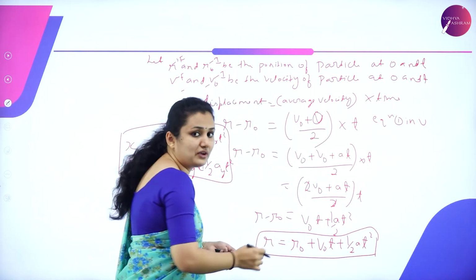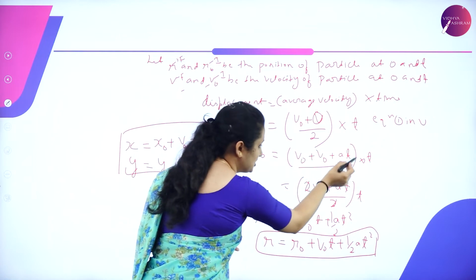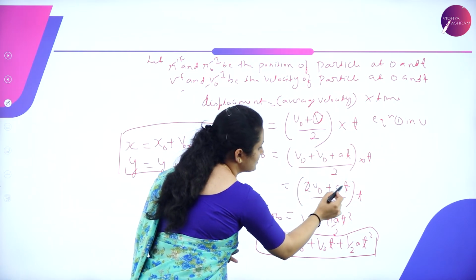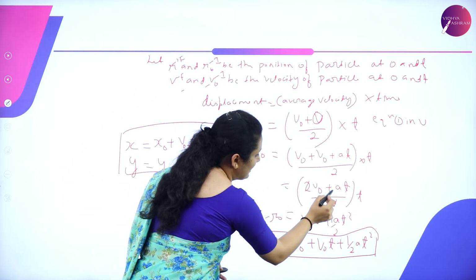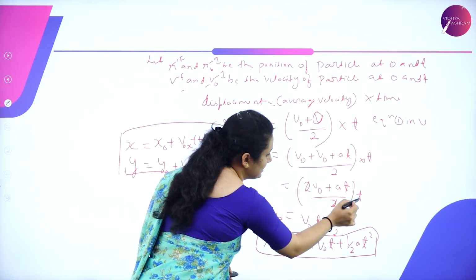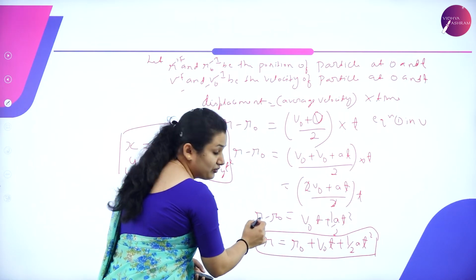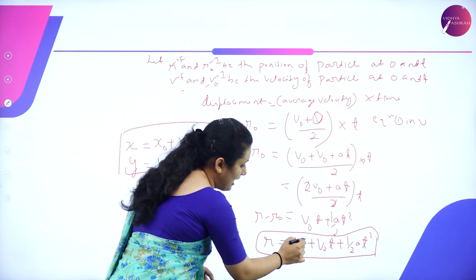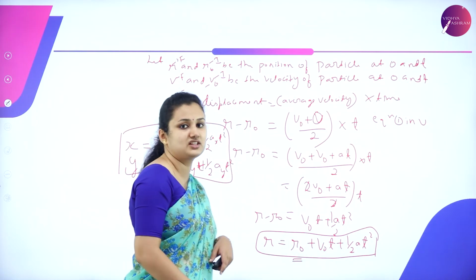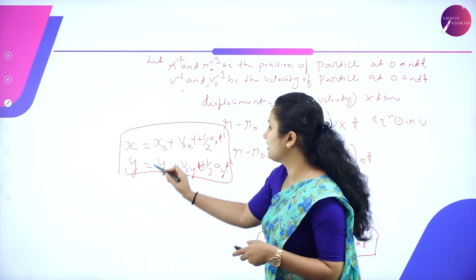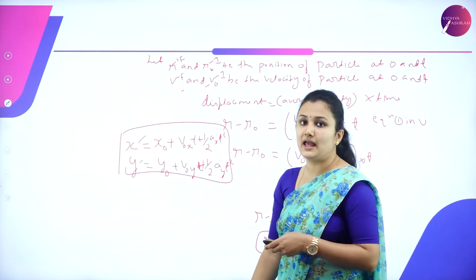I have the value of velocity in equation 1. Substituting that, I'll get (2 V naught plus AT) by 2. The 2 gets cancelled, half is remaining here, A T square, multiplying t. I want to find out R, so R naught goes to the RHS. So this is the equation for displacement. I have resolved R in terms of X and Y axis.